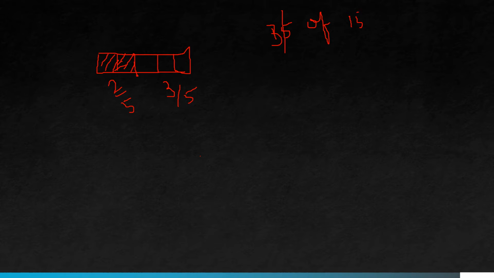There were 15 balls, right? And 3 upon 5 we have removed. So how can we calculate this? 3 upon 5, and "of" means multiplication, multiplied by 15, right? 5 ones are 5, 5 threes are 15... so 5 threes are 15, and 3 times 3 is 9. So it means we have removed how many balls? 9 balls from the box, and how many are remaining now? 15 minus 9 is remaining in the box, right?